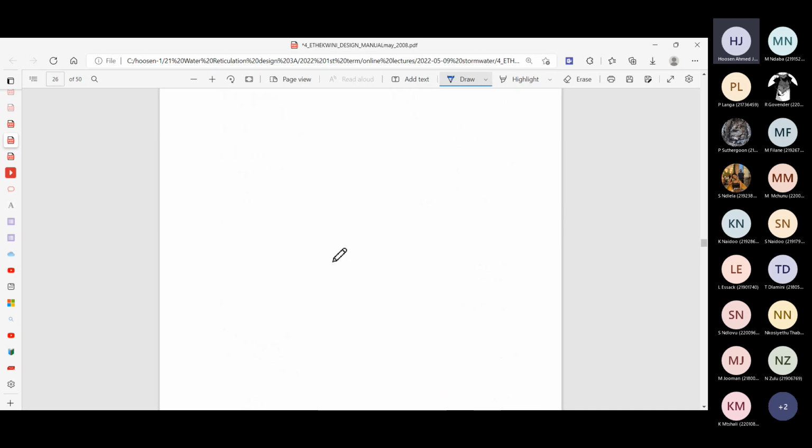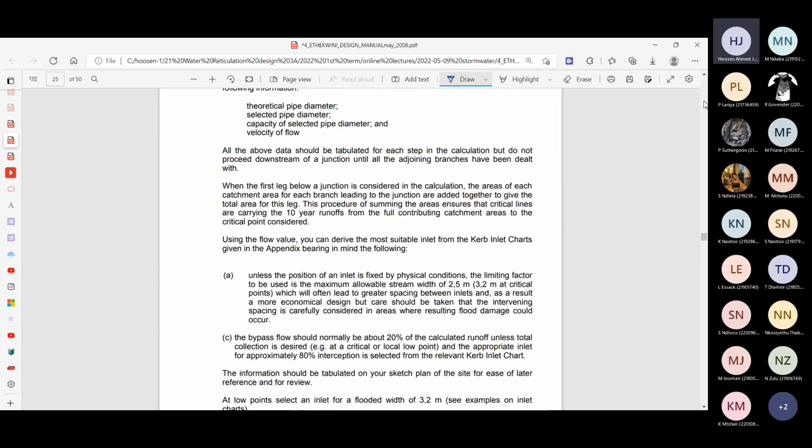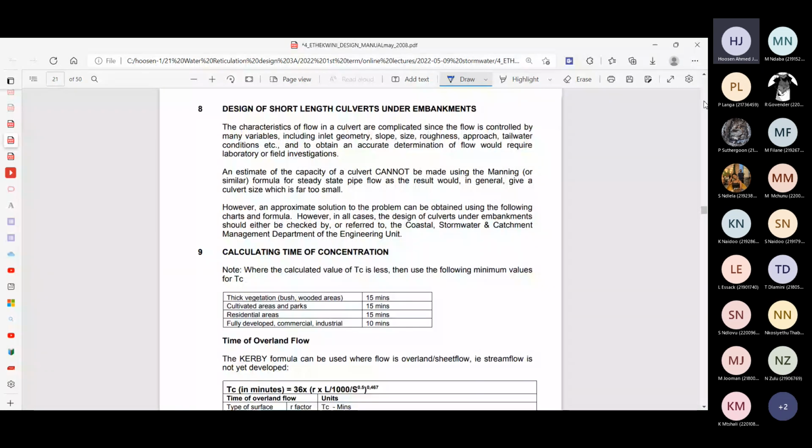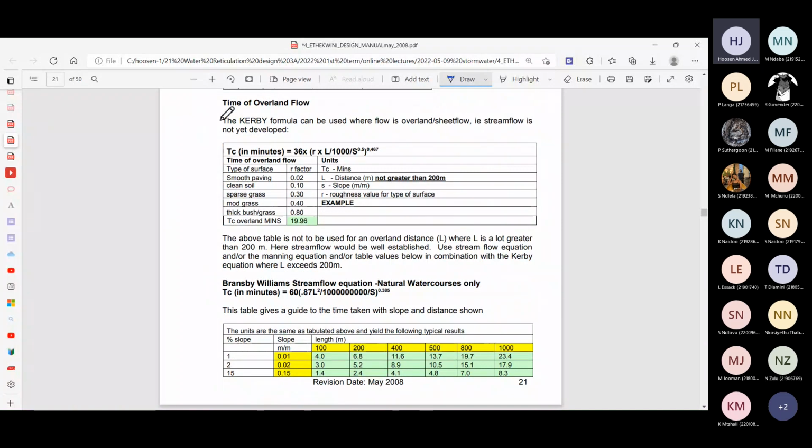Now let's go back and look at that Kirby formula. Just bear with me, I'm looking for that particular formula. That's the formula that we have here, the Kirby formula. And the runoff coefficients are given over here. Again, remember for this, we made an assumption of moderate grassland. For that particular one, you have here 0.4, the R factor, the runoff factor or the roughness factor. That's what it's called for this Kirby formula.